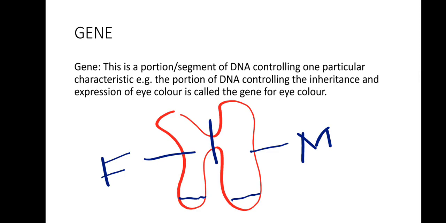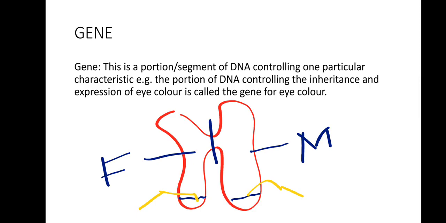So if this gene is controlling height, then this gene is also controlling height. If this gene is controlling skin tone, then this gene is also controlling skin tone. So the genes that are on the same position but on different sister chromatids, they control the same characteristic. We need to understand that.